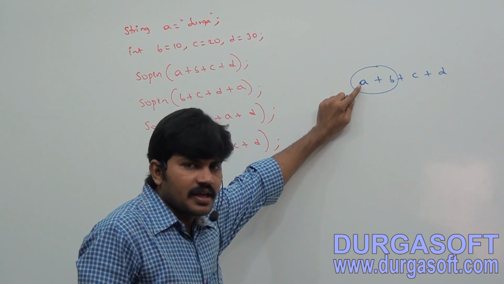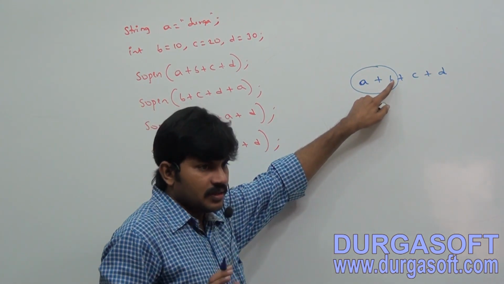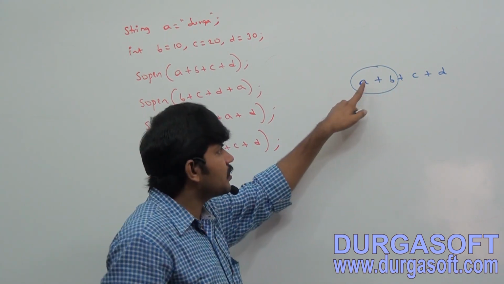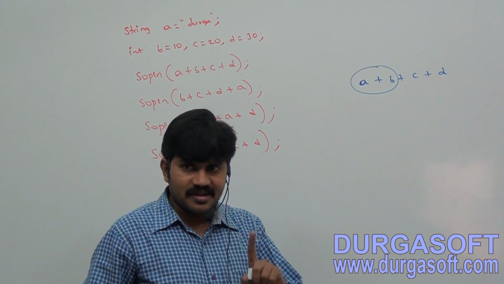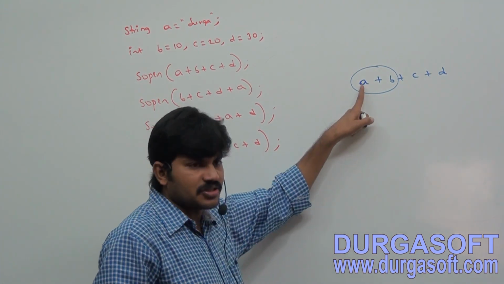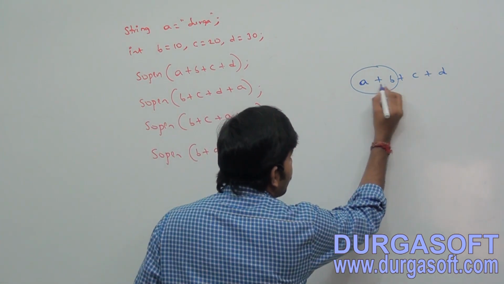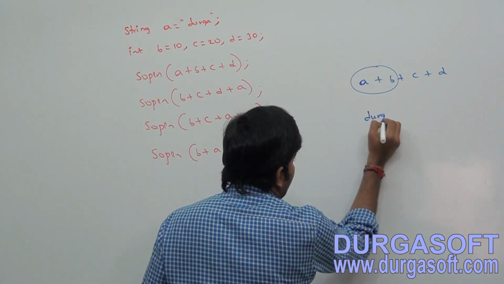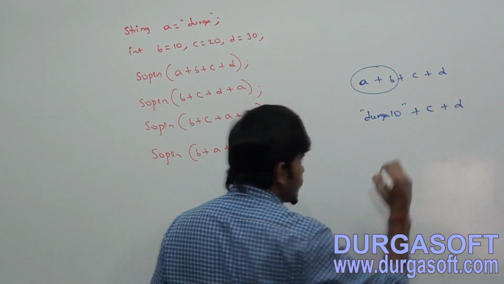What is A? A is Durga. B is the number 10. If at least one argument is a string type, then the plus operator acts as concatenation only. So the concatenation of these two gives Durga 10. Then Durga 10 plus C plus D.